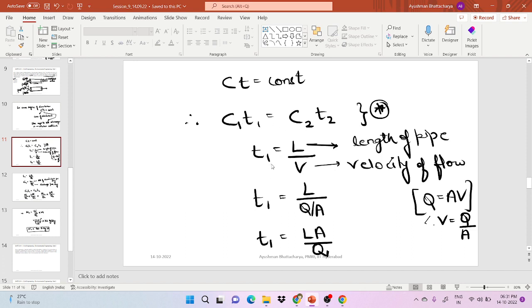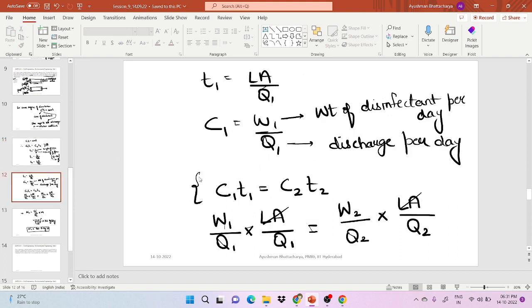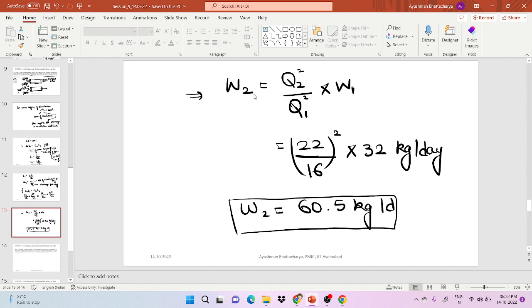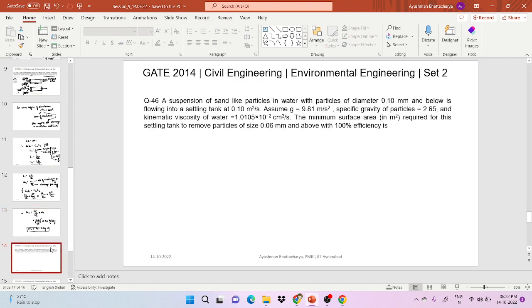T1, we know time is equal to length by velocity; distance is equal to speed into time. So time is equal to L by V, length of the pipe by velocity of flow. Velocity of flow we can write as Q by A. So we substitute this entire thing in this equation. Once we substitute it, we can write in terms of W2. After substituting the values given in the question, we get this answer. This is the rate of chlorine that needs to be applied to achieve the same degree of disinfection. Okay. Now we will proceed to the next question.